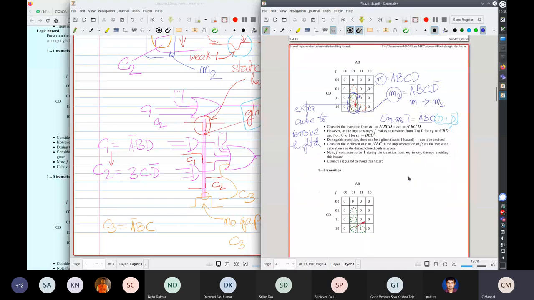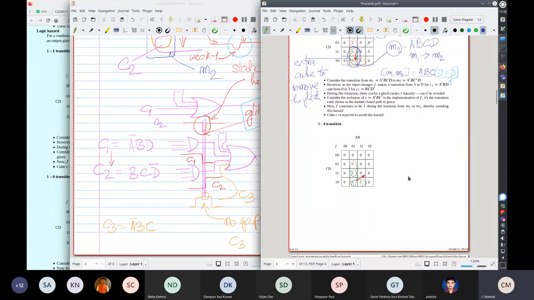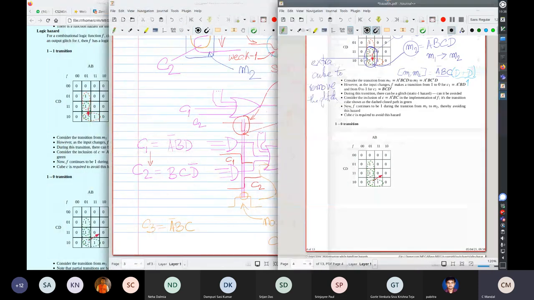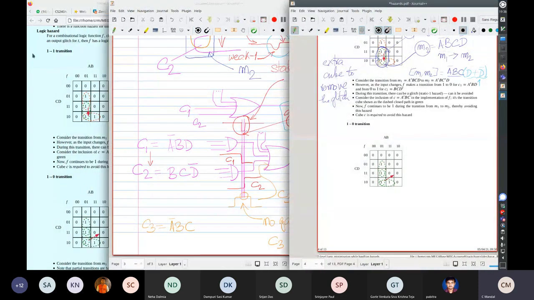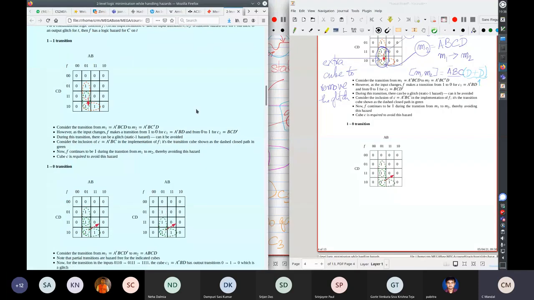But this is not the only problem. There are other problems. The hazard-free design is a bit troublesome. So now let us look at this 0-1 transition, which is shown over here.